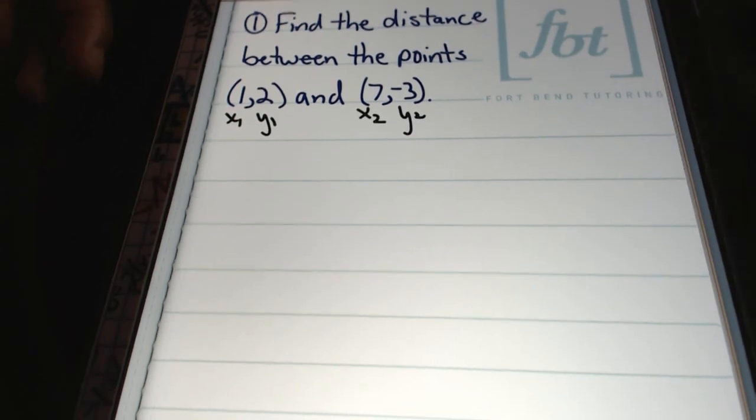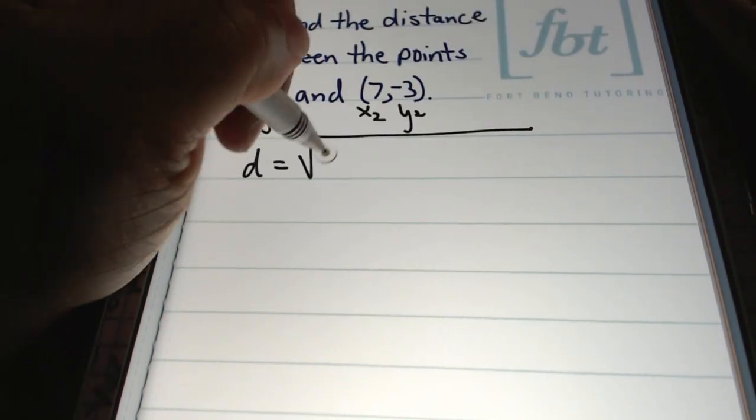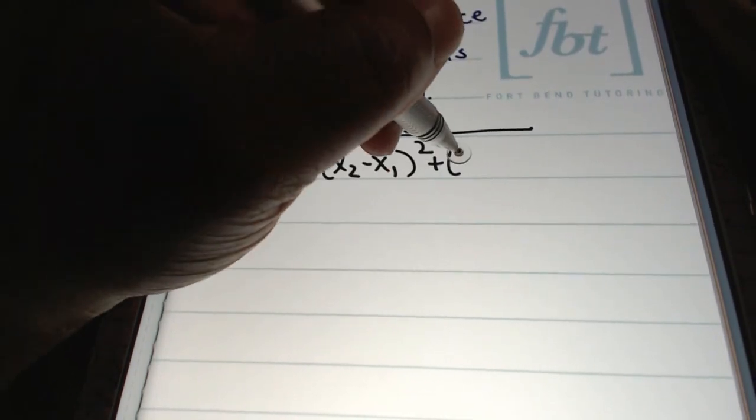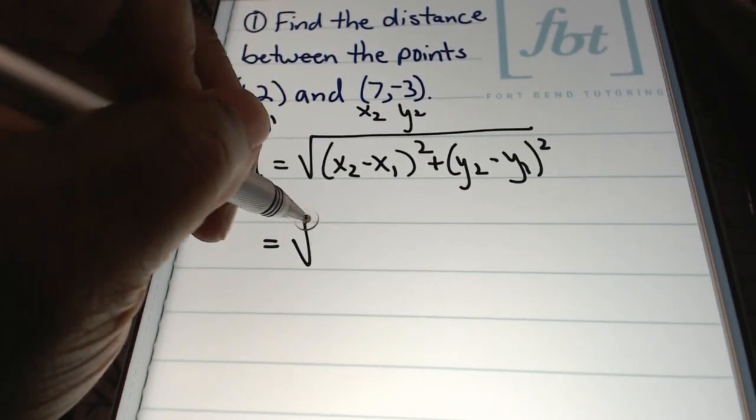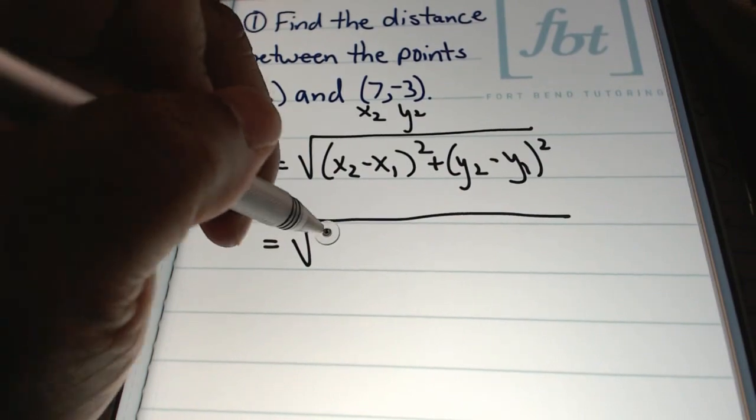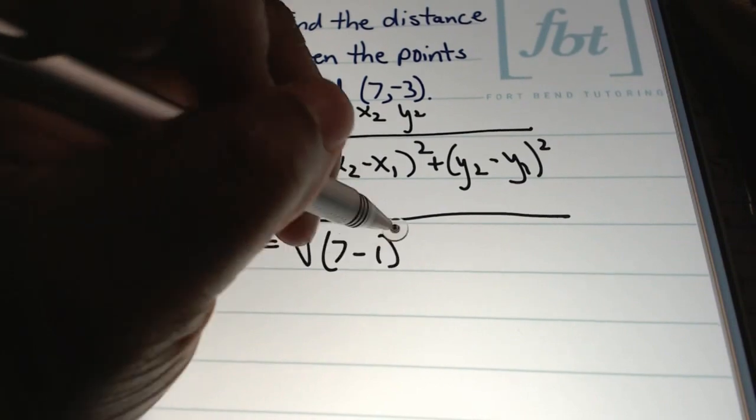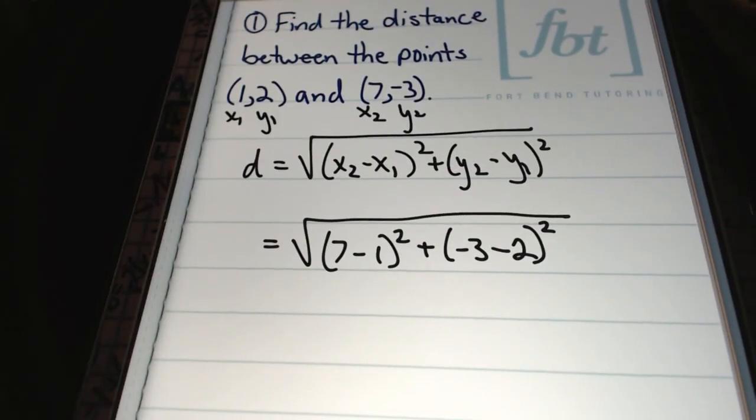All right, so let's take a look at this. If we start out with our formula here, that the distance is equivalent to the square root of x2 minus x1 squared, writing down our formula so that we can plug the values in, we'll have y2 minus y1 squared. So you're going to end up with the following here. With our x2 value being 7 minus our x1 value being 1, we'll square that result, and then we have our y2 value being negative 3 minus your y1 value, which is 2, and we'll be squaring that result as well.